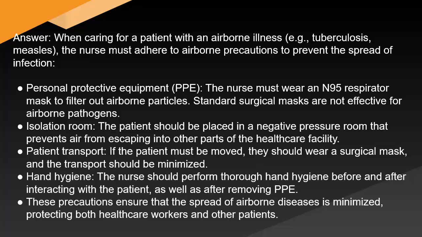Isolation room. The patient should be placed in a negative pressure room that prevents air from escaping into other parts of the healthcare facility. Patient transport. If the patient must be moved, they should wear a surgical mask and the transport should be minimized. Hand hygiene. The nurse should perform thorough hand hygiene before and after interacting with the patient, as well as after removing PPE. These precautions ensure that the spread of airborne diseases is minimized, protecting both healthcare workers and other patients.